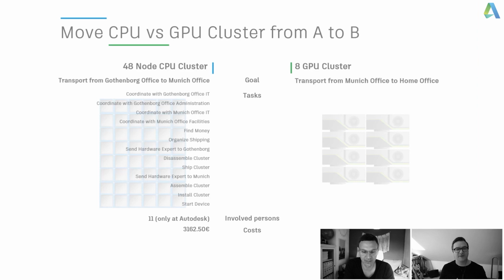Slight difference, of course, in getting the similar-performing GPU cluster over to the Munich office. The list is slightly smaller. Basically, it was just put the cluster in the trunk of our car, drive home, carry it upstairs, plug it in, and start the device. So it's night and day. We actually calculated what that cost. It was 50 cents in fuel. Getting from the Munich office to my home office is obviously a shorter distance than from Gothenburg to the Munich office, but I think it still highlights a nice little anecdote that things are getting smaller and more powerful over the years.